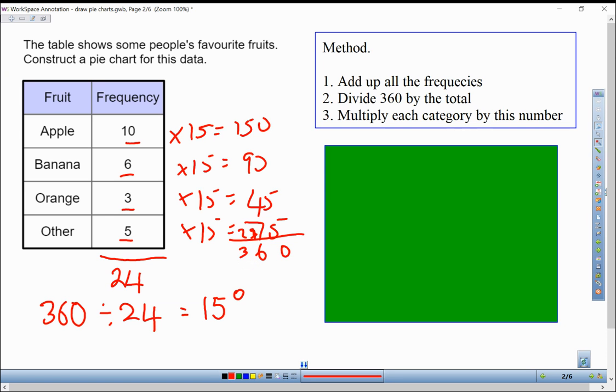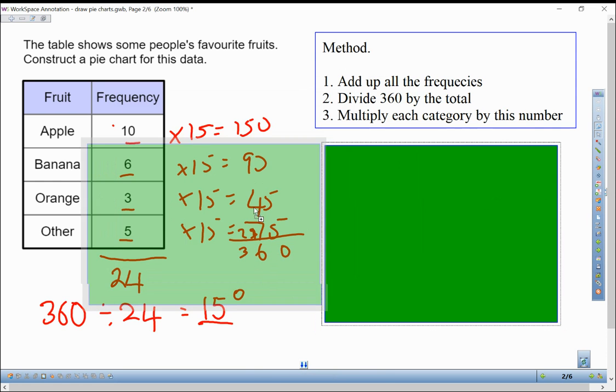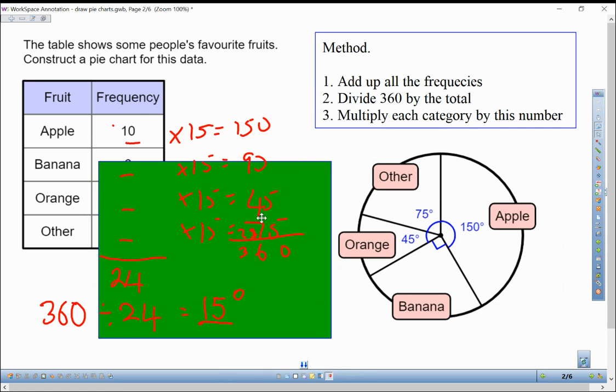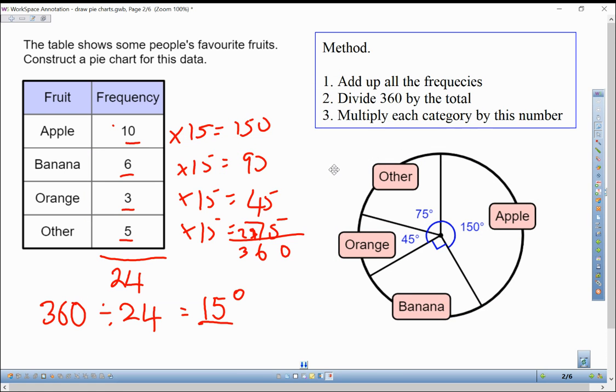So to work out the angles, add up all the frequencies. That's these here. Get a total. Divide that total into 360. 360 divided by the total number of frequencies. And whatever that is, you multiply up by. You multiply each frequency by that answer. And you should get a pie chart that looks like this.